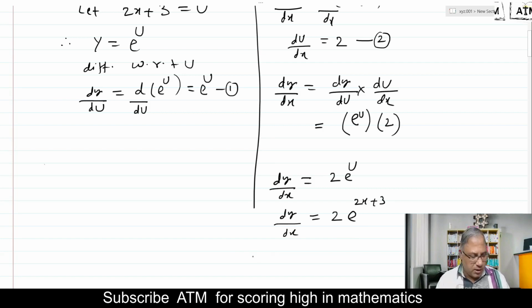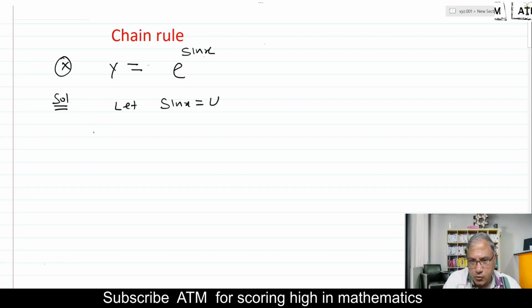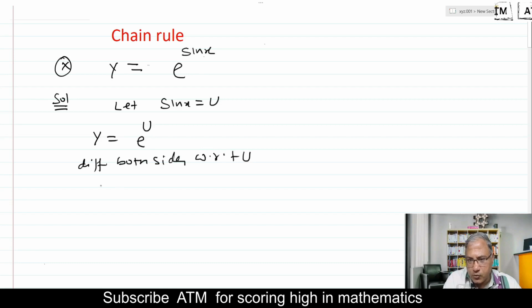Here algebra was involved, and now let us involve the trigonometry. Suppose y equals e raised to sin x. Then how to find dy by dx? So solution: let sin x equal u, then y equals e raised to u, differentiating both sides with respect to u.